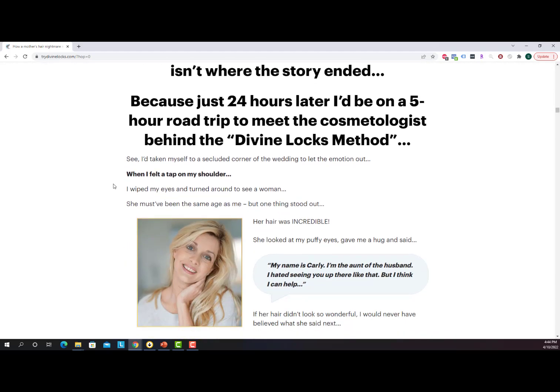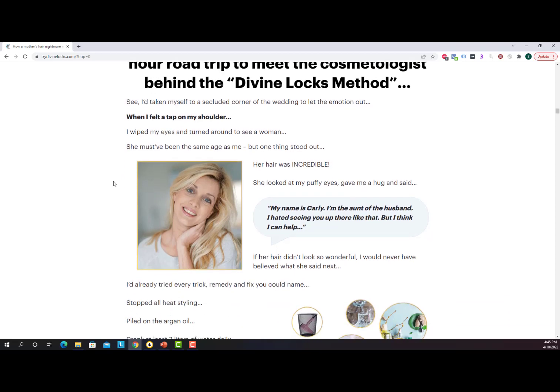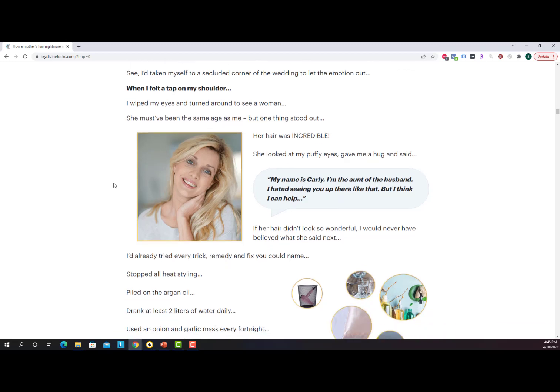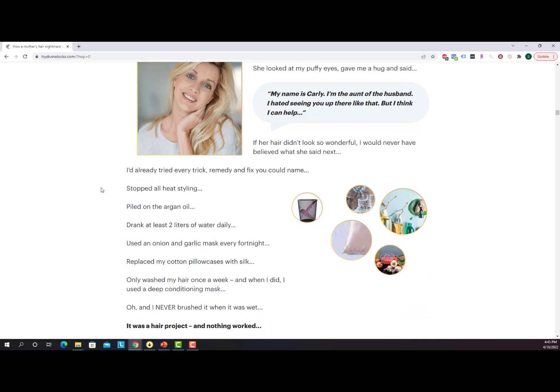Now it's time to transition from the nightmare story to the quest. Okay, so the quest is going to come from a guest at the wedding. I felt a tap on my shoulder. I wiped my eyes and turned around to see a woman. She must have been the same age as me, but her hair was incredible. My name is Carly, blah, blah, blah. She's going to provide some kind of solution here.